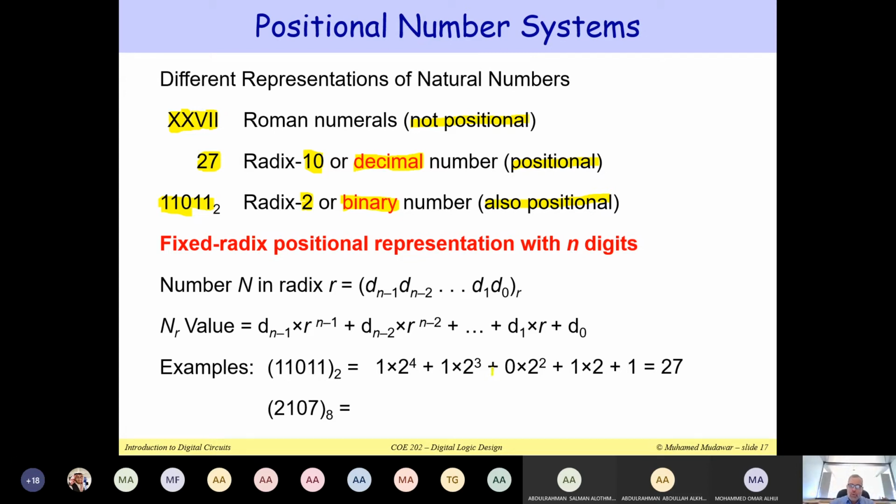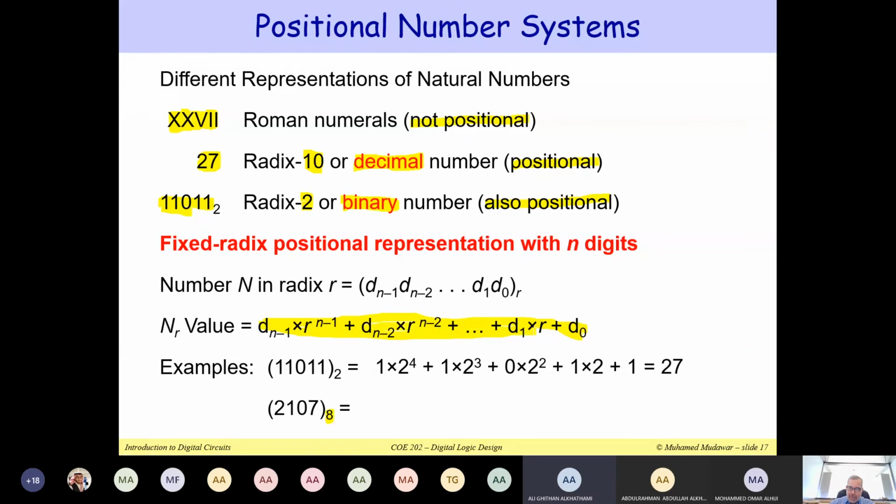So for example, this number 2107 in octal, you see that I'm writing 8 here? That is the radix. So 2107 in octal, what is the decimal value of this number? Any idea? Well, just use this equation here. You know, this is the equation.